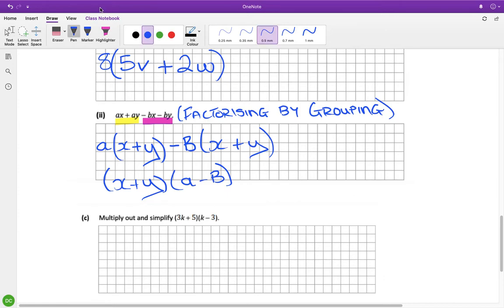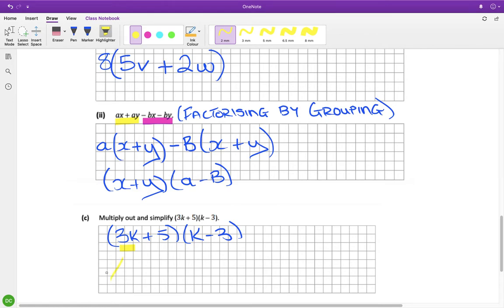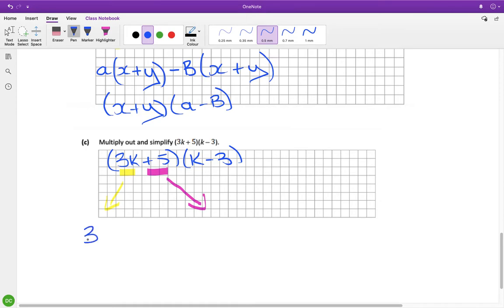So multiply out and simplify. Right, so multiplying two brackets, this is where you split the first and multiply by the second, which again, hopefully is a rule you knew. So I'm going to take the 3k and I'm going to write it over here. And then I'm going to take the plus 5 and I'm going to write it over here. So I split the first bracket. And then after the 3k, I write the second bracket, and after the 5, I write the second bracket.